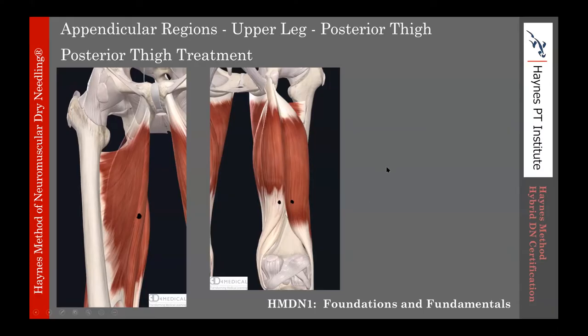So, posterior thigh treatment. Again, this is going to be very simple, very basic. I've selected these areas so that with one needle we can catch both semitendinosus and semimembranosus, and then on the lateral aspect, catch both the long and the short head of biceps femoris. But we'll get to that in just a second.